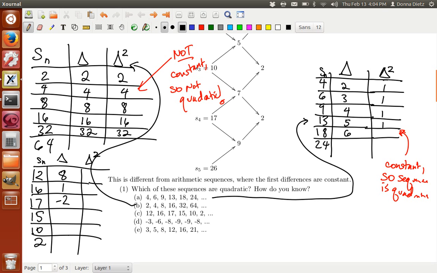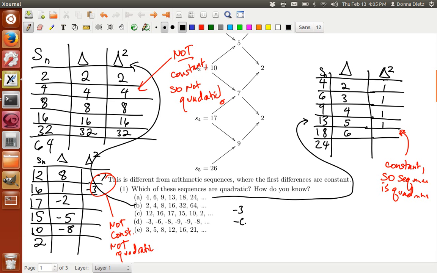What about 10 minus 15? That's negative 5. What's 2 minus 10? That's negative 8. All right, so let's take a look at these differences. What's 1 minus 8? That's negative 7. What's negative 2 minus 1? That's negative 3. And at this point, you can say, uh-oh, they're different, not constant. So not quadratic. Okay. What about the next one?